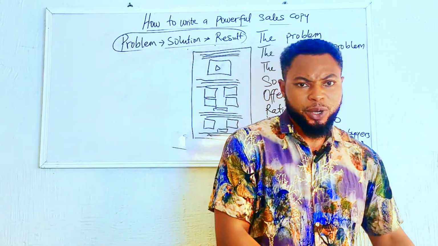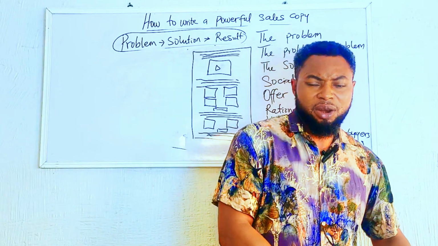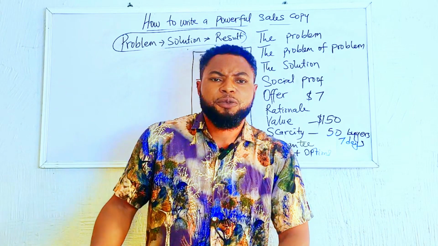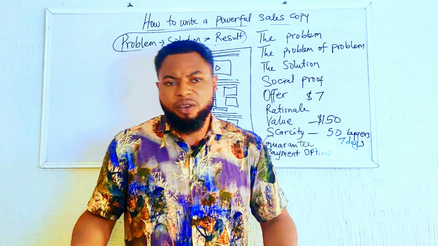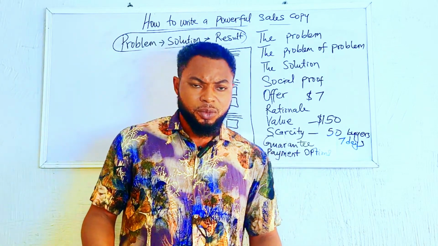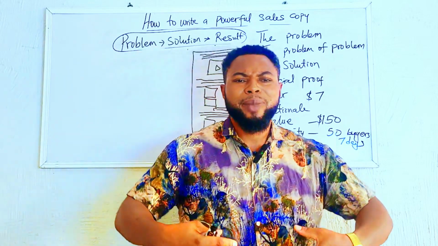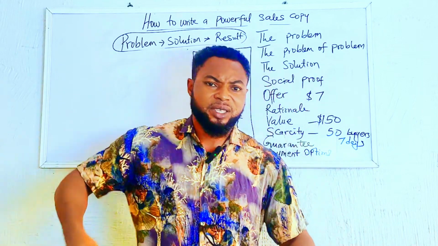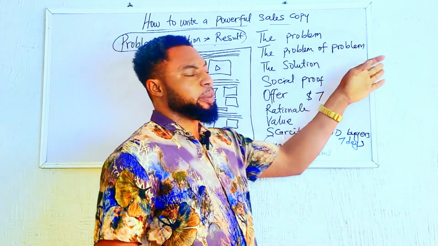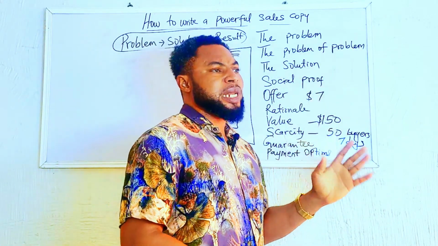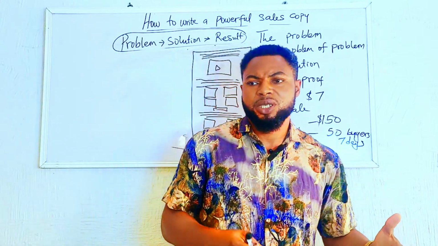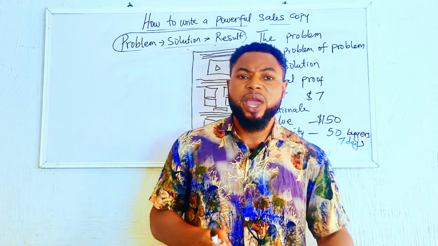Now you talk about the problem. Are you having hair loss? Now you talk about the problem of the problem. Does it deprive you of going to church because you can't cover your head in the church? You magnify the problem by bringing out the resultant effects of the problem. That is the problem of the problem. Now, while you are doing this, you bet you have to use images, text, and videos where it suits.